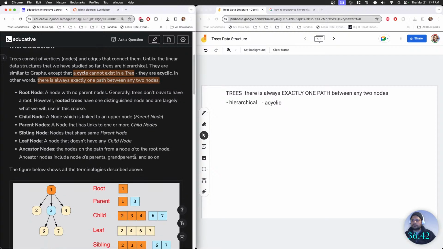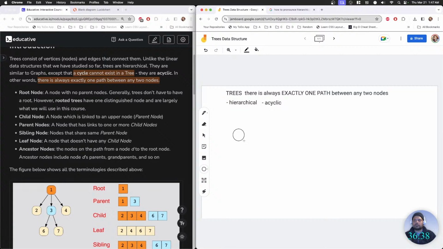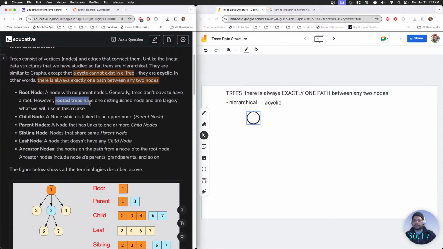Root node. Let's get some circles in here. Root node, a node with no parent nodes. Generally, trees don't have to have a root. However, rooted trees have one distinguished node and are largely what we'll use in this course. Rooted trees, okay.